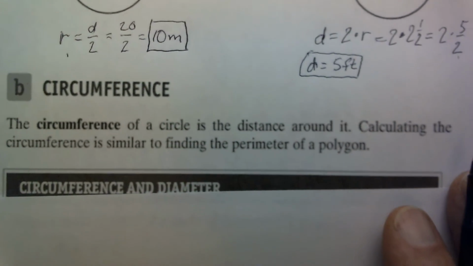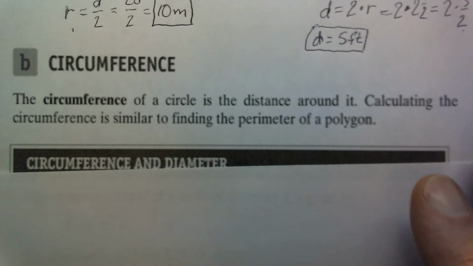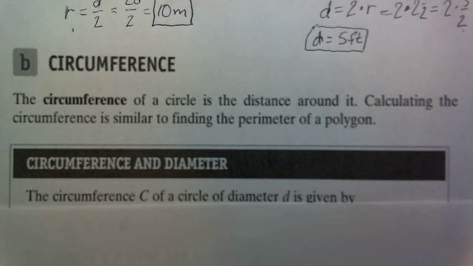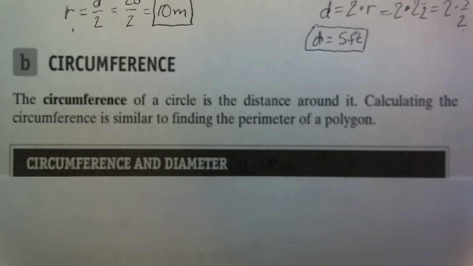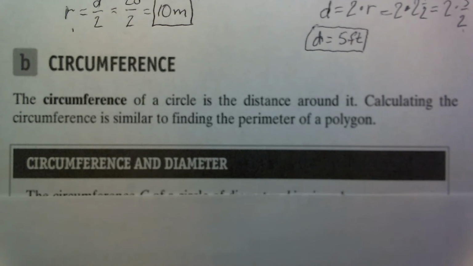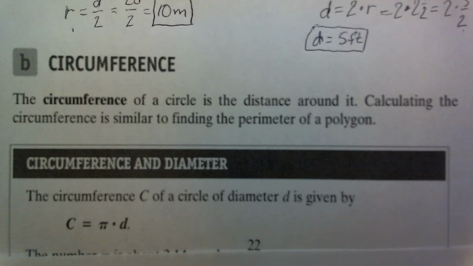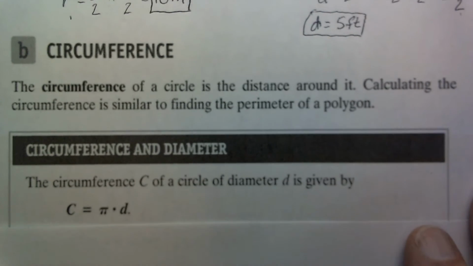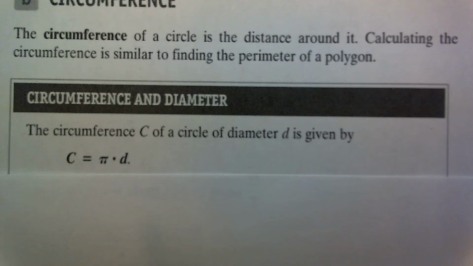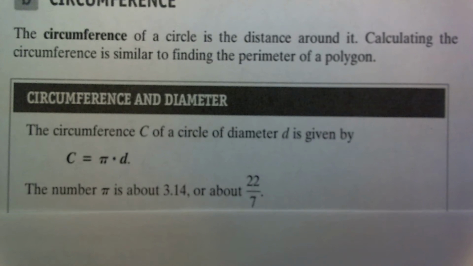Now, the circumference of a circle is the distance around it. And calculating the circumference is similar to finding the perimeter of a polygon. In this case, the circumference of a circle in terms of its diameter is given by c equals pi times d, where the number pi is approximately 3.14, or about 22 divided by 7. It's an approximation. It's not an exact number.